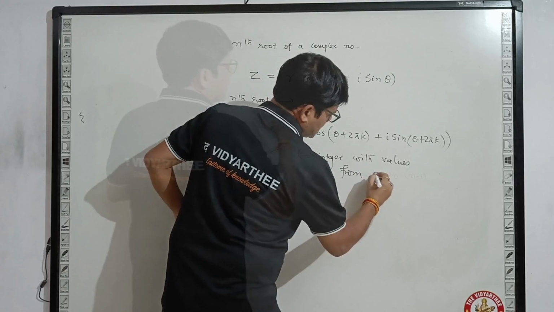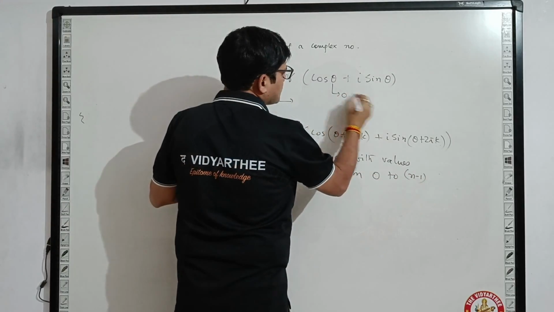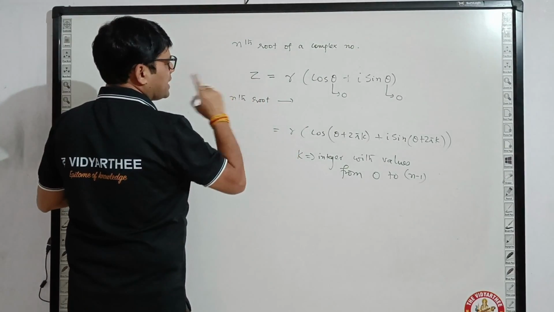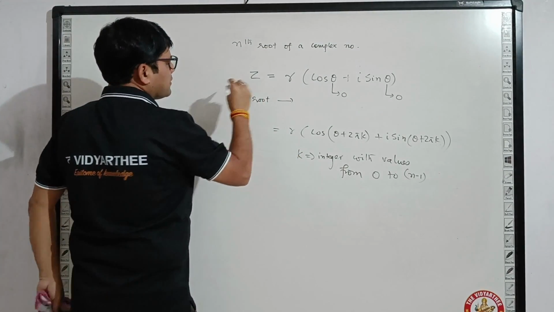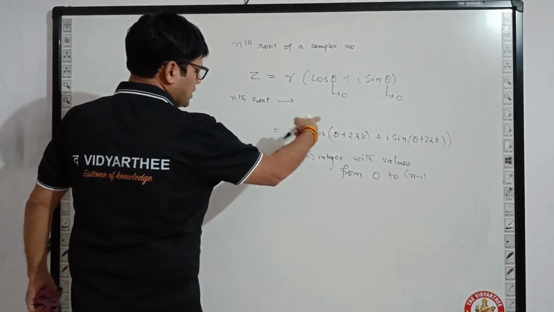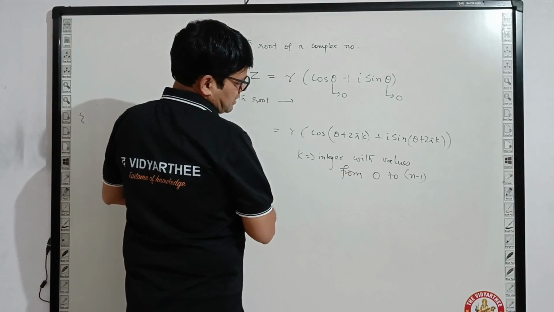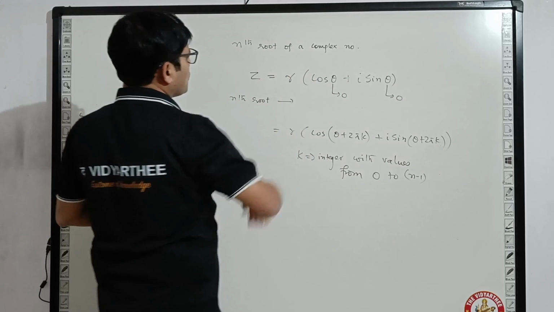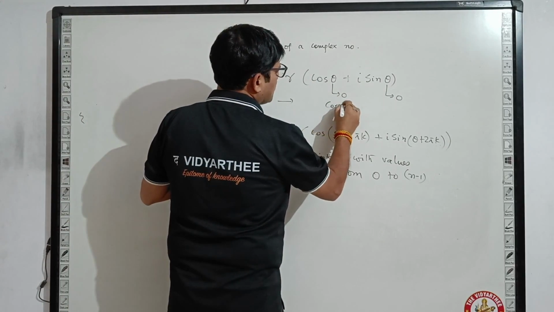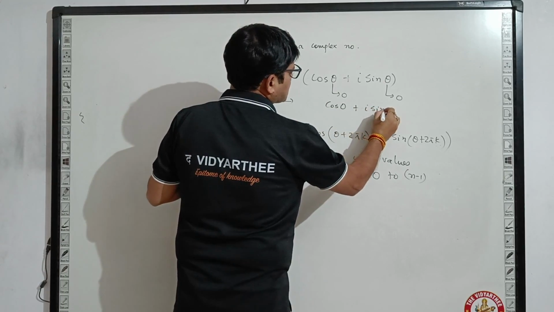from this. You take theta equal to 0. So if you put theta equal to 0, for the nth root of unity, we'll take this as z^n. So here we can extrapolate that to the whole nth root of a complex number. So this becomes cos 0 plus i sin 0.